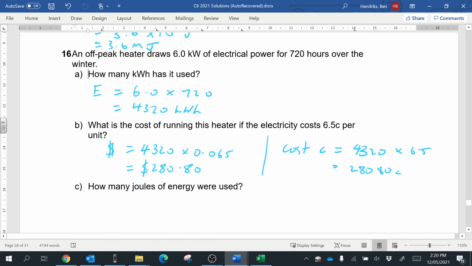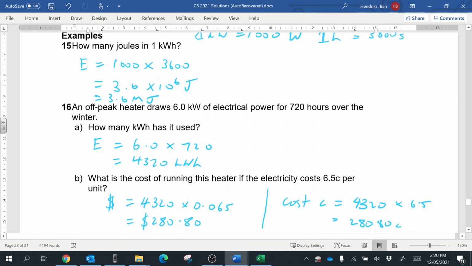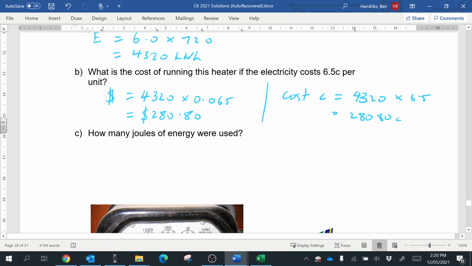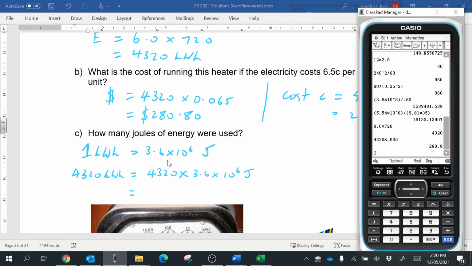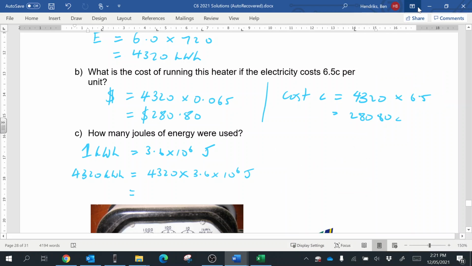How many joules of energy were used? If 1 kilowatt hour equals 3.6 times 10 to the 6 joules, then 4,320 kilowatt hours is equal to 4,320 times 3.6 times 10 to the 6 joules. It's going to be quite a fair few, I would have thought. So we've got 1.56 times 10 to the 10 joules. That's a lot of energy.